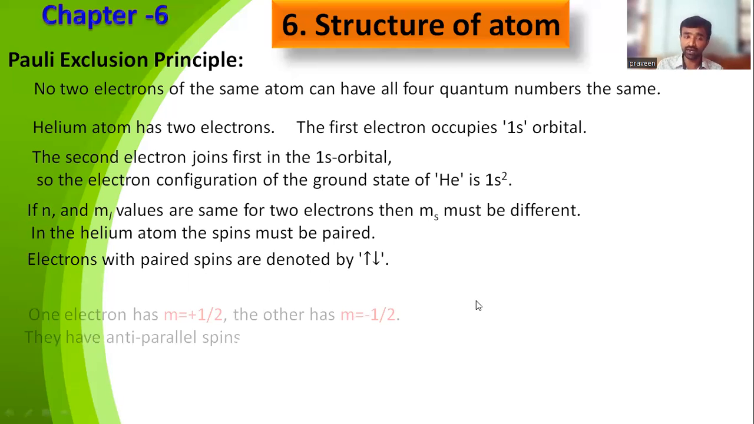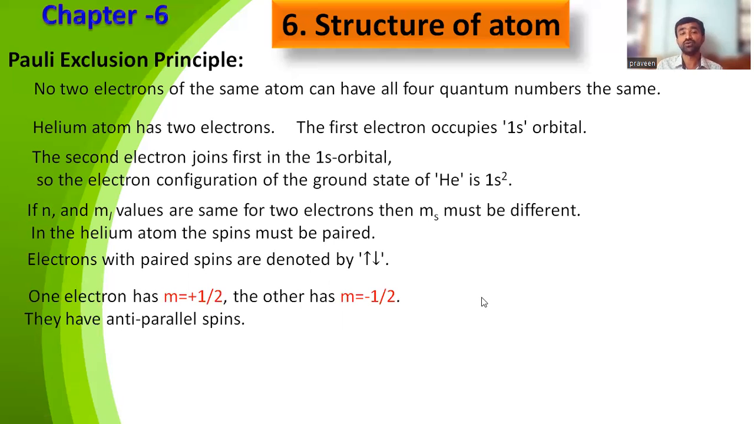So for that, we represent ms as plus half for the first electron and ms as the negative spin for the second electron. So they have anti-parallel spins.